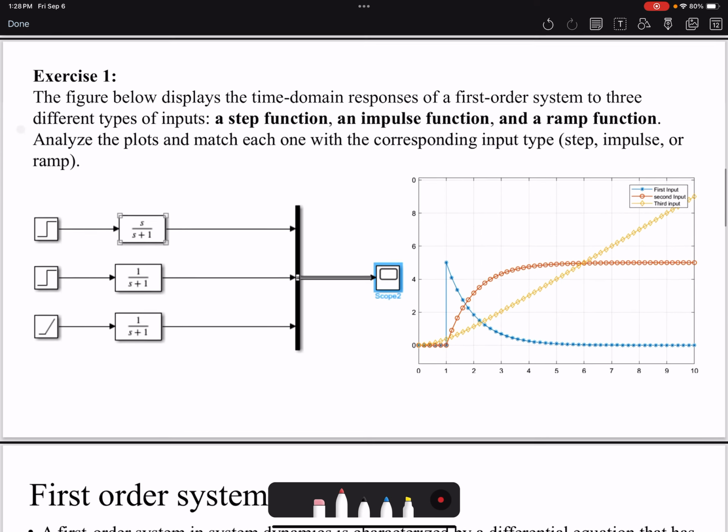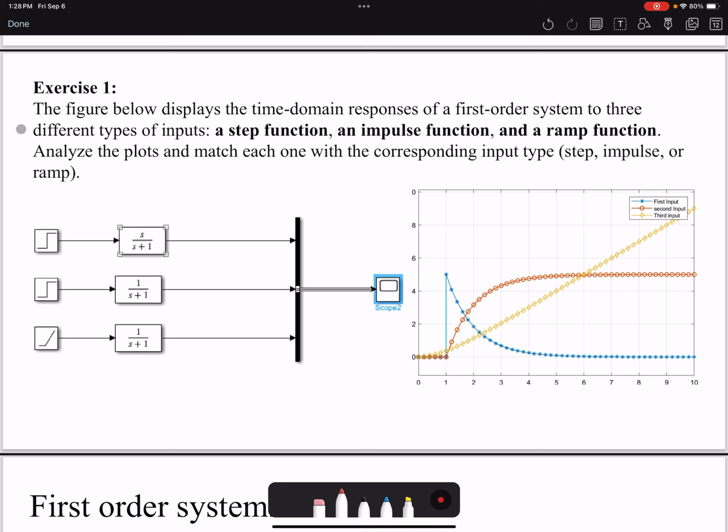Let's look at this exercise to see if we have understood different inputs. Here in this plot that you see on the right, we have 3 inputs, but we just label them first input, second input, and third input. We are going to identify which one is which. I'm going to start with the first input, the blue line. If you look at it, we have an excitation and it just dies out, reaches 0, a steady state. That's a perfect example of an impulse input.